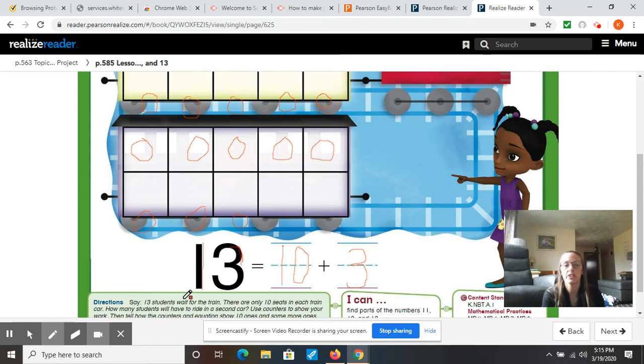We read this equation like this. 13 equals 10 plus 3. Will you read that with me? 13 equals 10 plus 3.